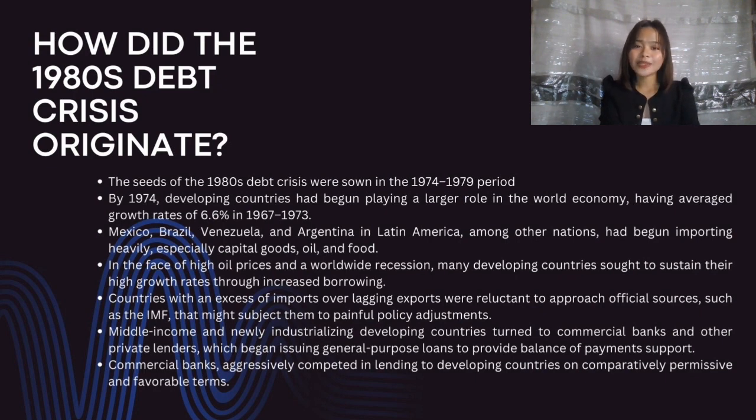So the middle income and newly industrializing developing countries turned to commercial banks and other private lenders, which began issuing general purpose loans to provide balance of payments support. Commercial banks, holding the bulk of OPEC surplus, which had jumped from $7 billion in 1973 to $68 billion in 1974 and ultimately peaked in this period at $115 billion in 1980, and facing a low demand for capital from the slower growing industrialized countries, aggressively competed in lending to developing countries on comparatively permissive and favorable terms.